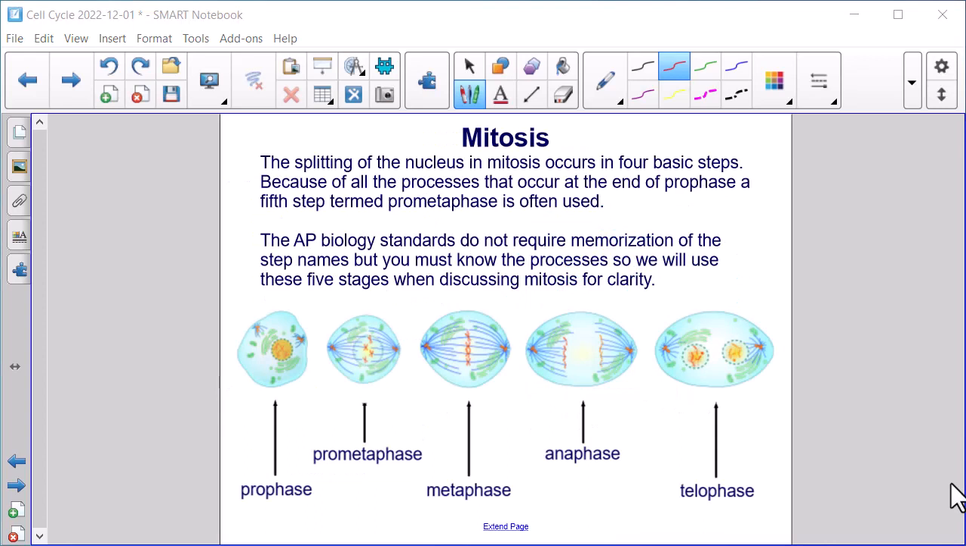Mitosis. The splitting of the nucleus in mitosis occurs in four basic steps: prophase, metaphase, anaphase, telophase. Because of all of the processes that occur at the end of prophase, a fifth step termed prometaphase is often used. The AP Biology standards do not require memorization of the step names, but you must know the processes, so we will use these 5 stages when discussing mitosis for clarity.